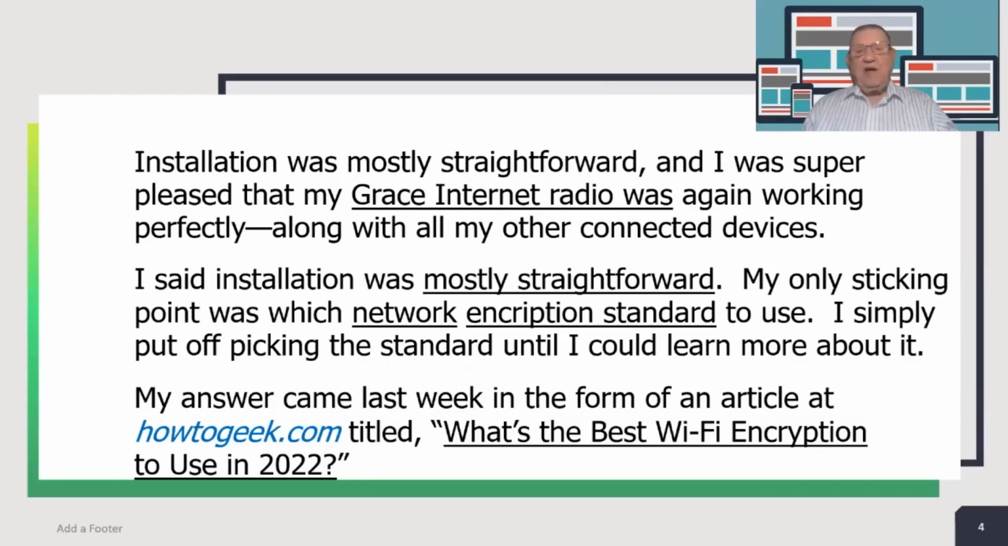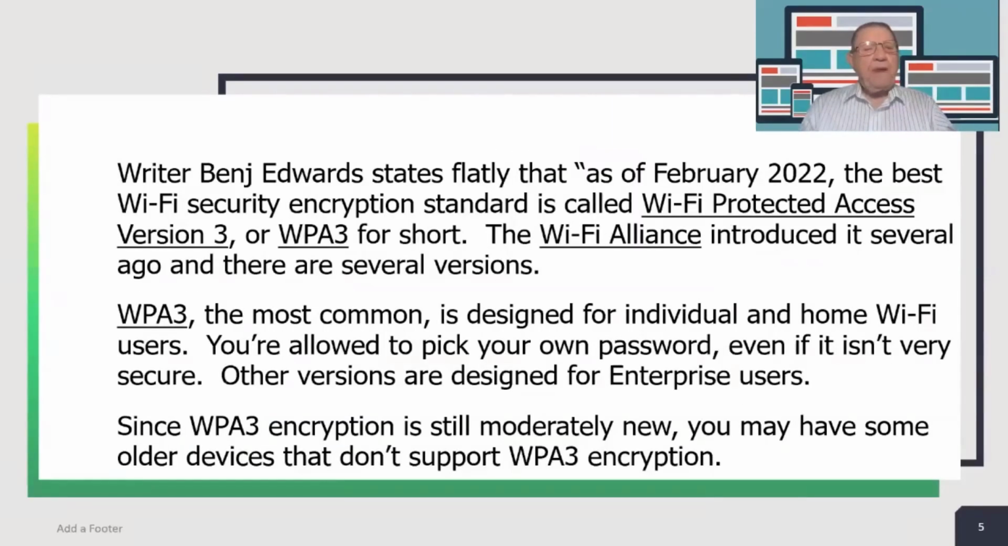My answer came last week in the form of an article at howtogeek.com titled, "What's the best Wi-Fi encryption to use in 2022?" Writer Benj Edwards states flatly that as of February 2022, the best Wi-Fi security encryption standard is called Wi-Fi Protected Access version 3, or WPA3 for short. The Wi-Fi Alliance introduced it several years ago, and there are several versions. WPA3 is the most common.